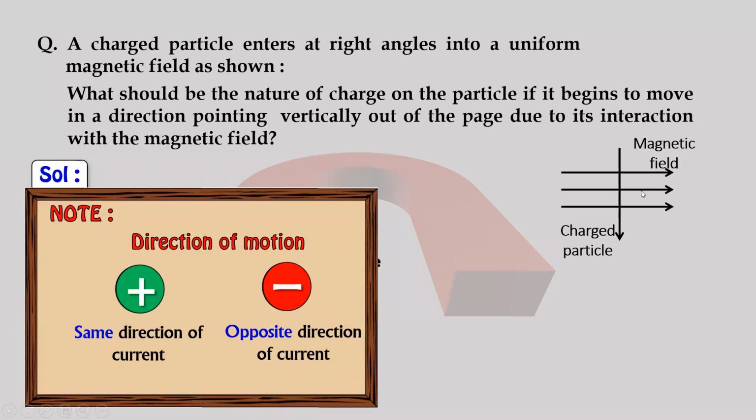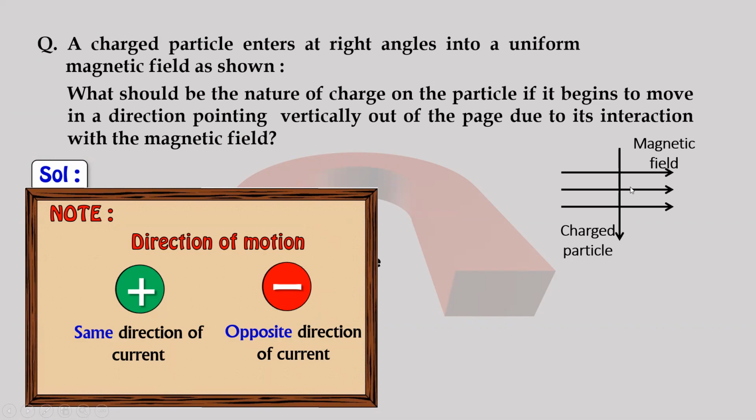In this case, the question says what the current direction is. The current direction is coming vertically out of the page, meaning it is coming towards you. So what do you have to find? In which direction is the motion of the particle? If the motion of the particle is also towards you, then can I say in this case motion and current direction are the same, so it will be a positive charge. If the particle goes away from you towards the screen, I can say it is the opposite direction.